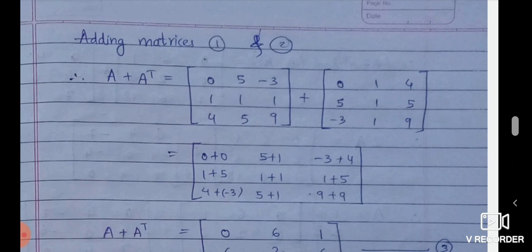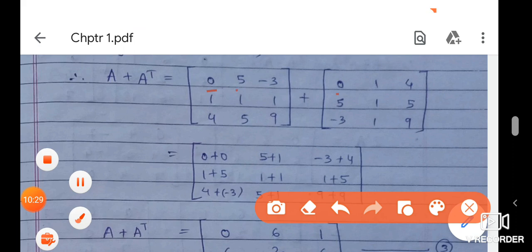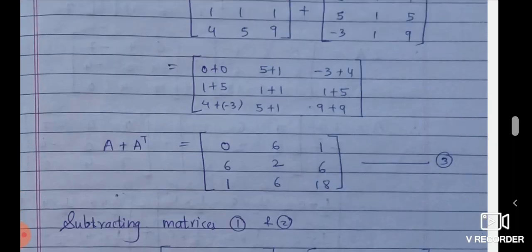So simply, addition I have carried out. 0 plus 0 is 0, 5 plus 1. Position wise: first number plus first number, second with second, third with third, this with this, and so on. Then after that I've got A plus A transpose.